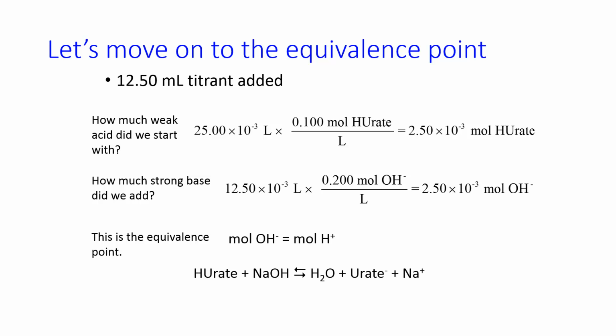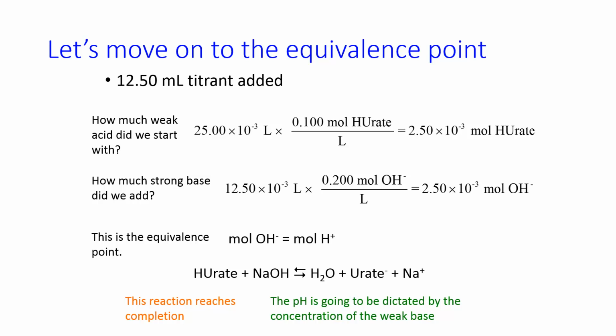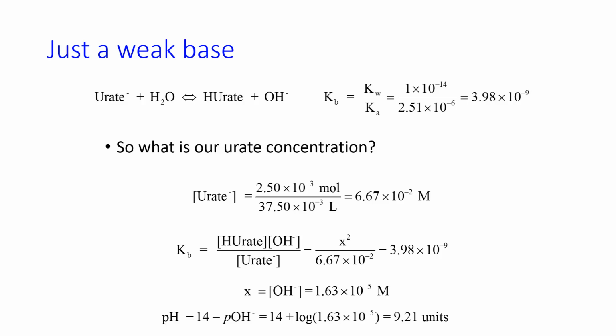All right. Now we have a couple of equilibria that are going to be involved. We have, first of all, this reaction, which is going to be reaching completion. Second of all, we have the water autoionization, which may be important or it may not. What we have to ask ourselves is, what's our urate concentration? And what's the Kb of that urate ion, the weak base? And so we can do a little math and solve for the hydroxide ion concentration, keeping in mind that water contributes 1 times 10 to the minus 7 molar hydroxide ion from water autoionization.